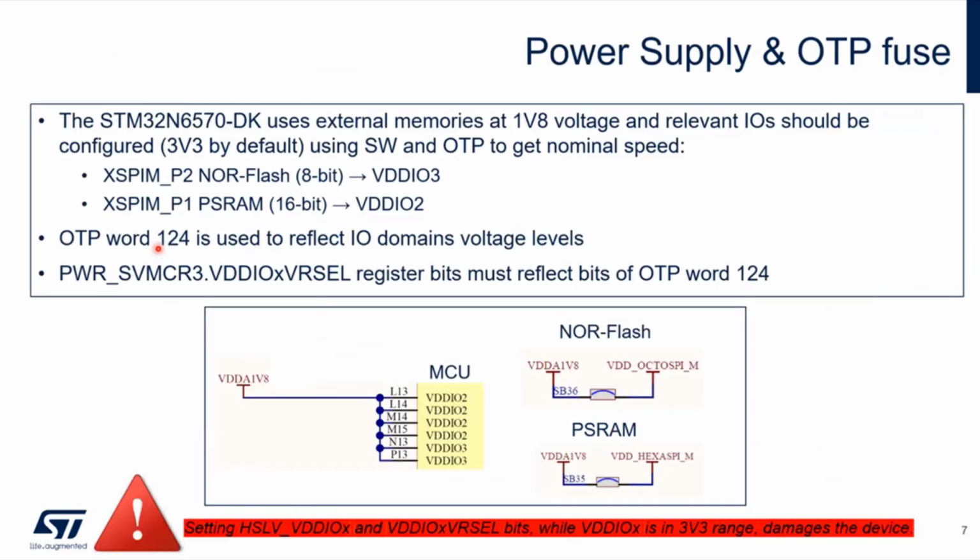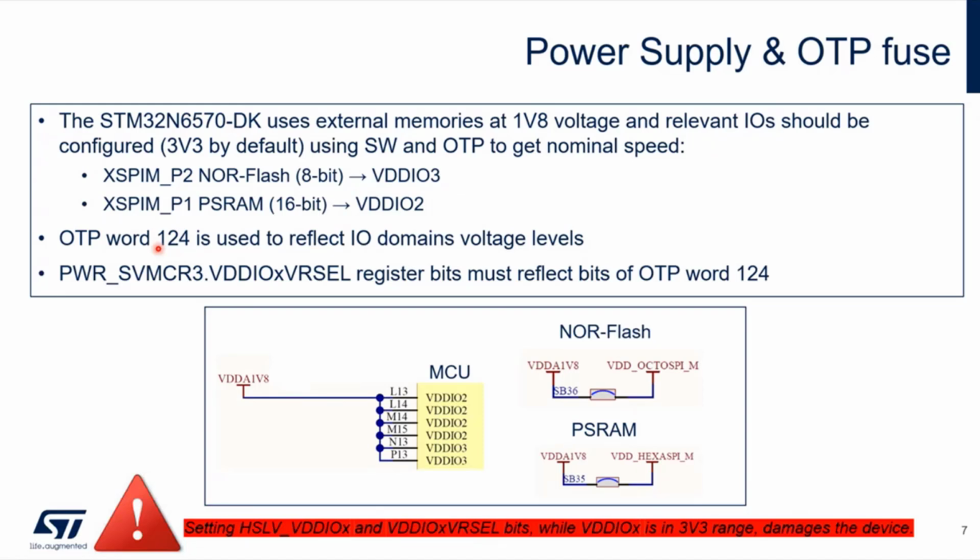I mentioned in the beginning that the highest possible speed of external interfaces, serial interfaces like XSPI, is possible when the power supply voltage is native to the technology which has been used. So it means 1.8 volt. By default, the power supply is set to 3.3 volts.